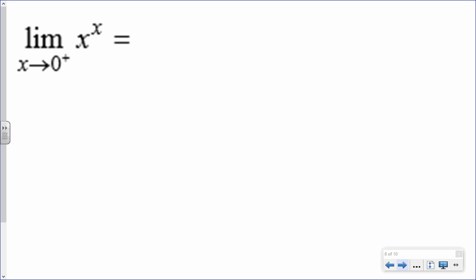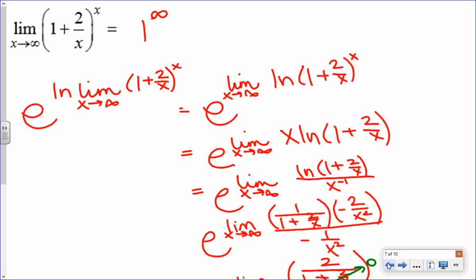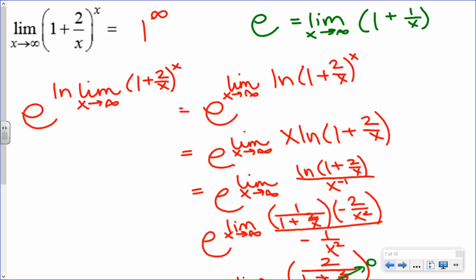I do want to tell you that the definition of the number e is the limit as x approaches infinity of 1 plus 1 over x to the x. That is the definition of the number e. Why? Well, we could take the limit and I could show you.